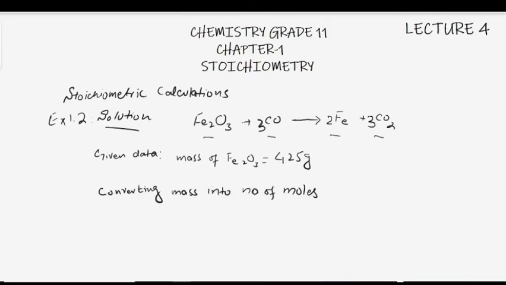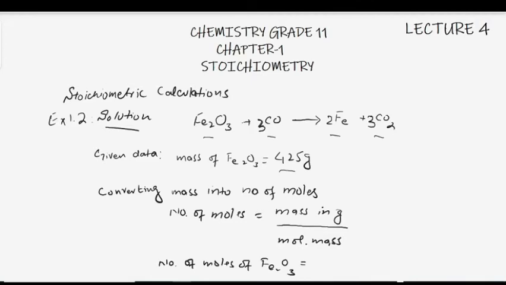To convert mass into number of moles, we have a formula: the number of moles is equal to the mass in grams, that is the mass given, divided by the molecular mass of the compound. This will give you the number of moles. Because we are dealing with the balanced chemical equation, we have to do the calculations in number of moles. We can only find the amount of iron produced from the balanced chemical equation, and the data given is in grams, so we have to first convert grams into moles and then do the calculations.